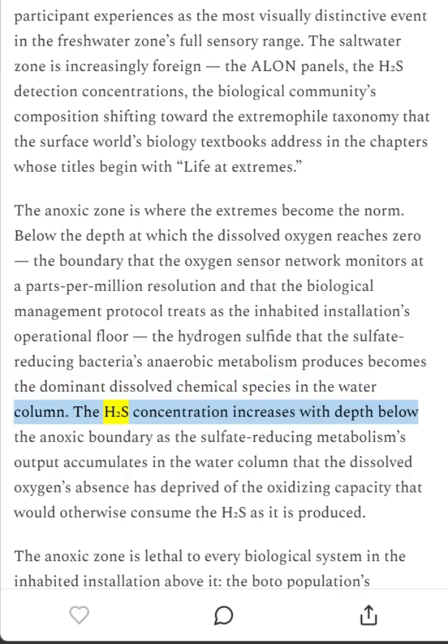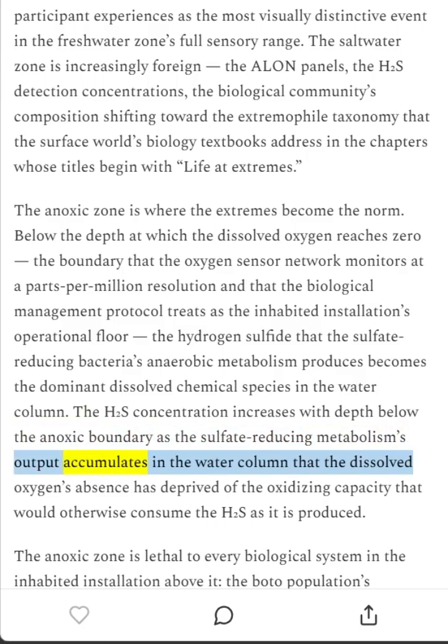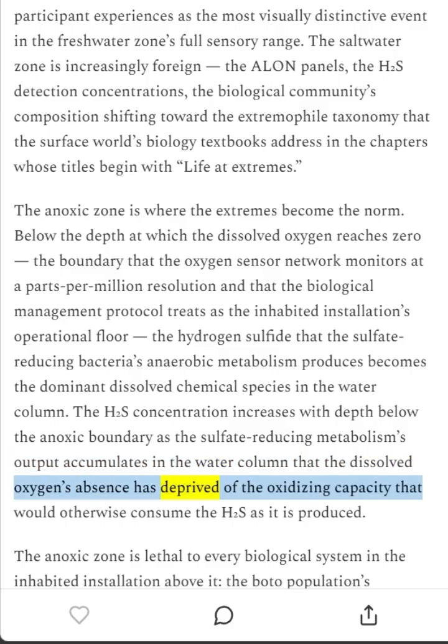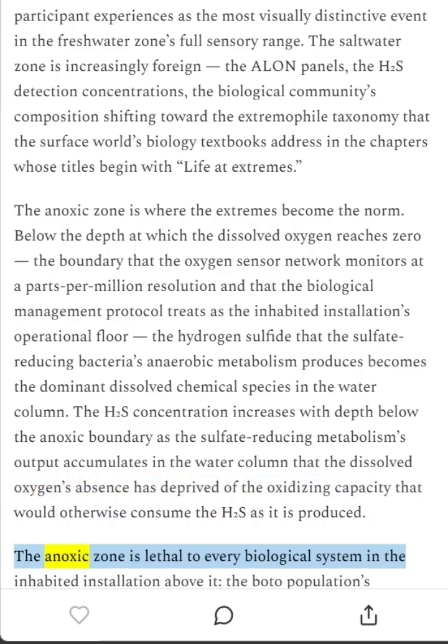The H2S concentration increases with depth below the anoxic boundary as the sulfate-reducing metabolism's output accumulates in the water column that the dissolved oxygen's absence has deprived of the oxidizing capacity that would otherwise consume the H2S as it is produced. The anoxic zone is lethal to every biological system in the inhabited installation above it.